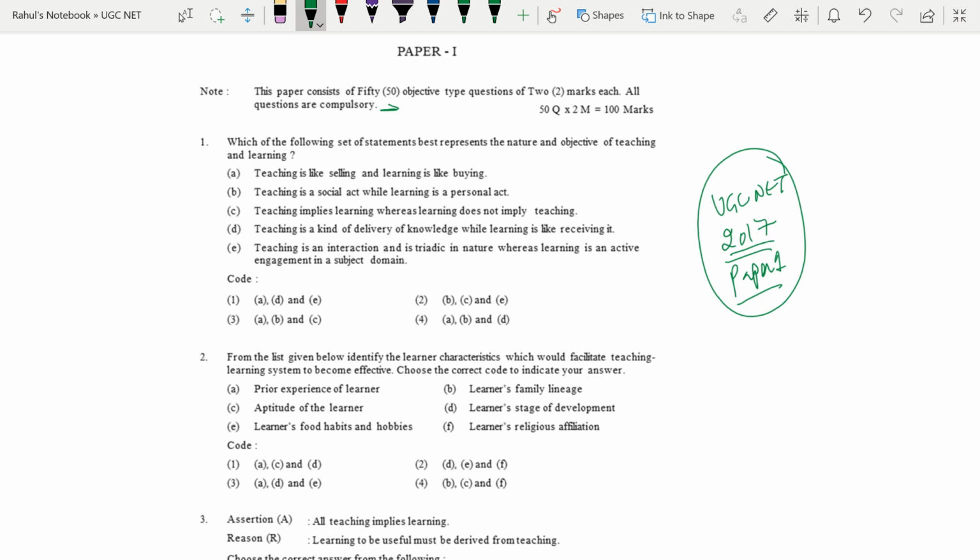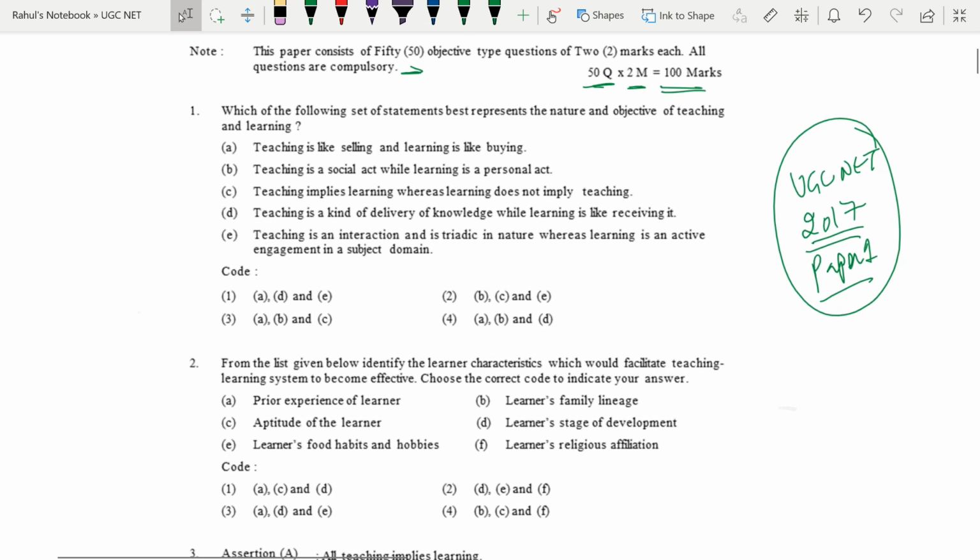You are all aware of the paper's pattern, that is 50 questions. Each question consists of 2 marks, that is 100 marks are there, right? So let's concentrate on the questions now.